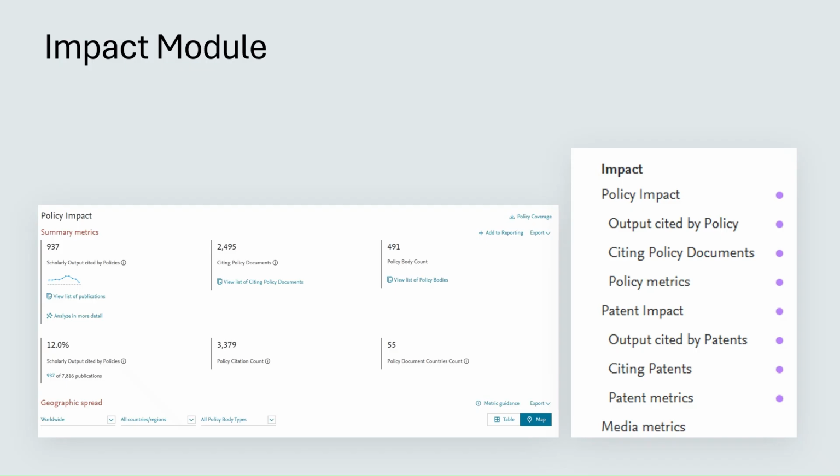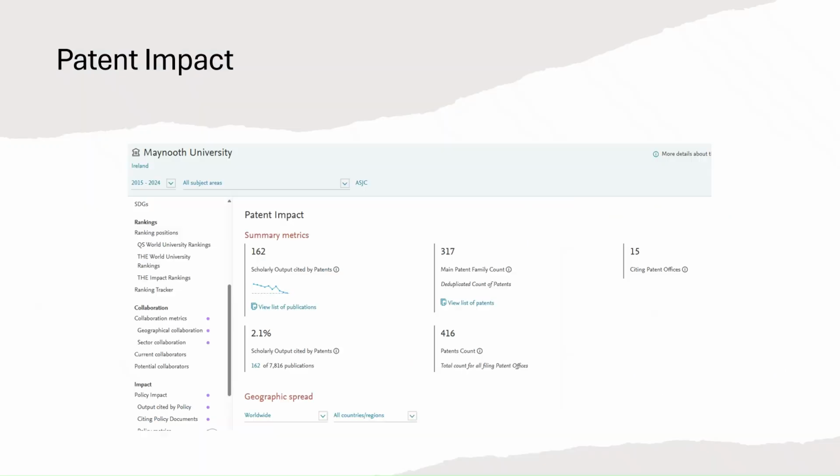The impact module that I mentioned as well, so this is where you can go in and look at the impact in terms of policy papers. So you can see the listing there, policy impact, output cited by policy, policy metrics, and so on. Patent impact, so for the patents that are included, you'll get an impact of those as well. And you can go into university rankings as well. You see in the rankings there, you can look at university rankings as well, collaborations and impact.